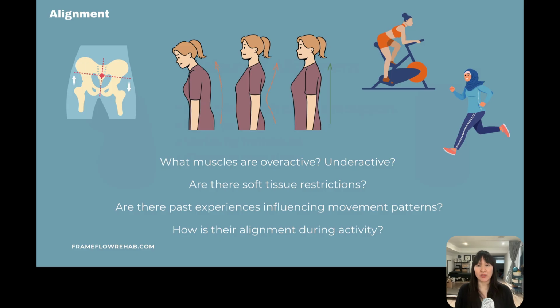I'm not going to do a deep dive because, again, this is just a quick overview. But I'm thinking to myself, which muscles are overactive? Who's really quick to turn on and help and jump in? Who's underactive, right? Who needs a little bit of a nudge to work a little bit harder or turn on a little bit sooner? Are there soft tissue restrictions? For example, scar tissue, or previous surgeries that may have created weaknesses somewhere?